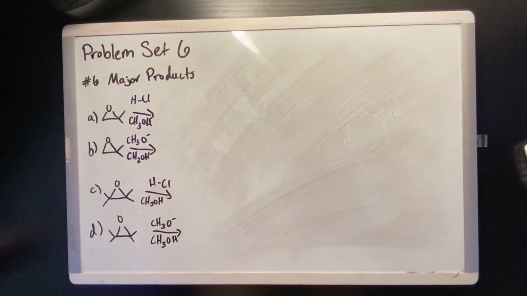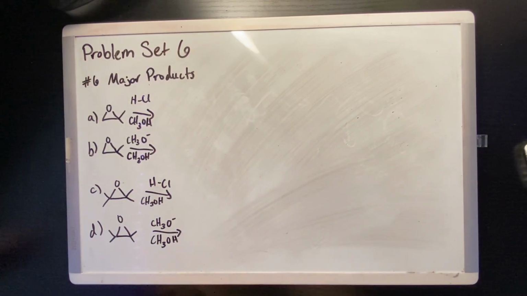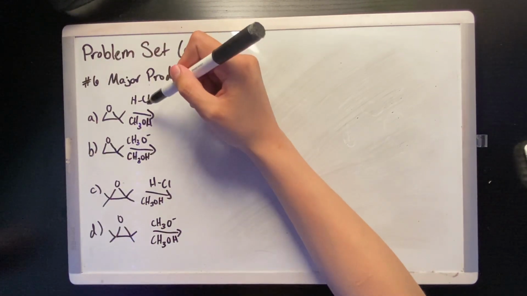So we are looking at number 6 from problem set 6, and what this is asking us to do is find the major products for each of these epoxides in different reactions. So what we're looking at first is this reaction here.